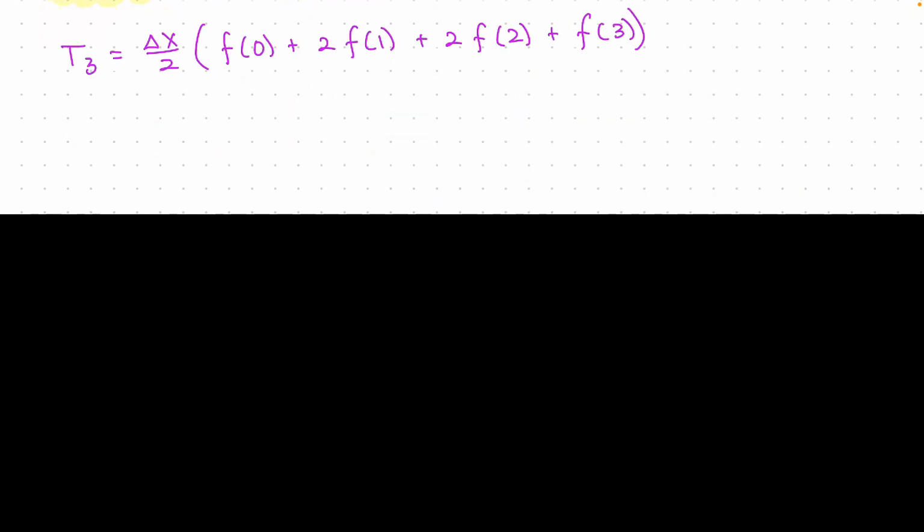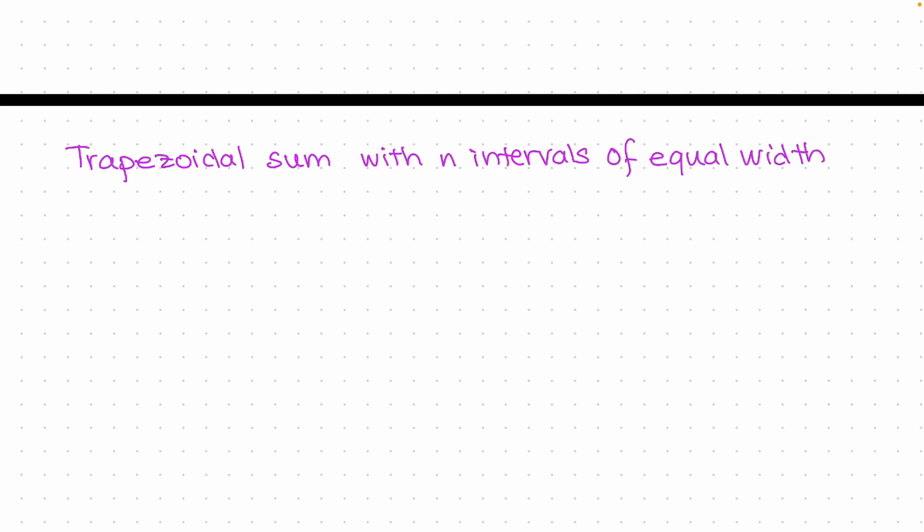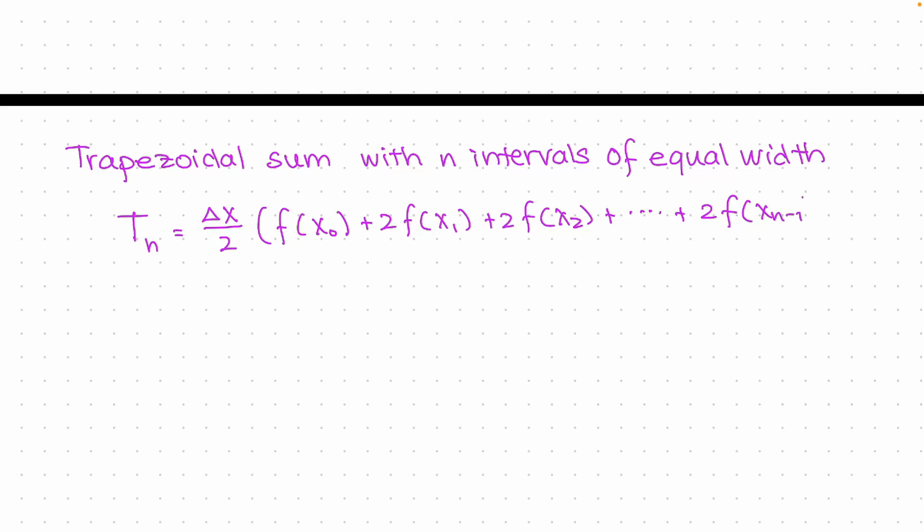So we're going to generalize this into this formula here. The trapezoidal sum with n intervals of equal width is T sub n equals delta x over 2, that's the height over 2. And then I'm going to say f of x sub 0. But then we double f of x sub 1. And we double f of x sub 2. And we keep doubling until we get to f of x sub n minus 1. And then we have our endpoint, f of x sub n.